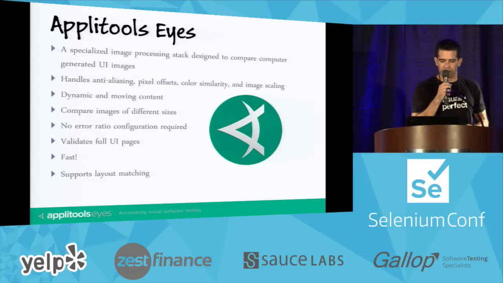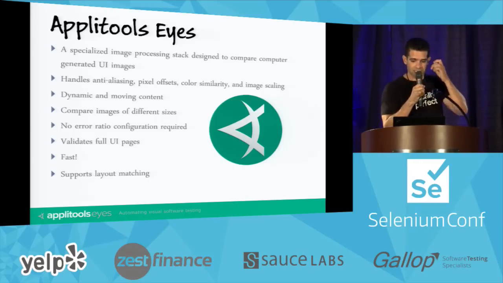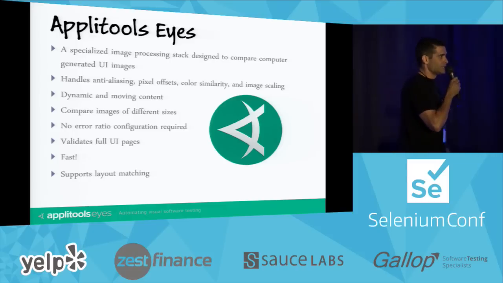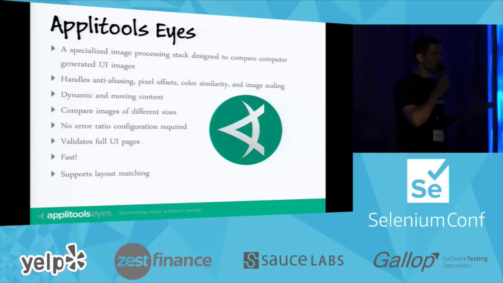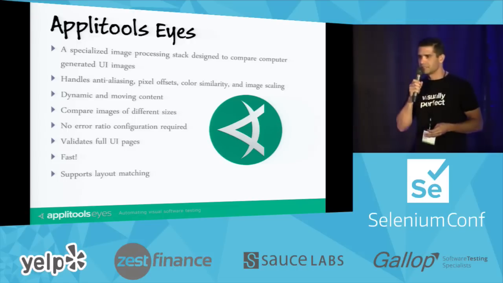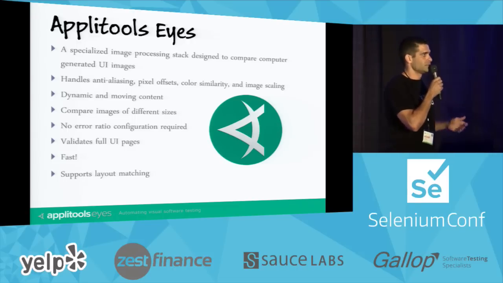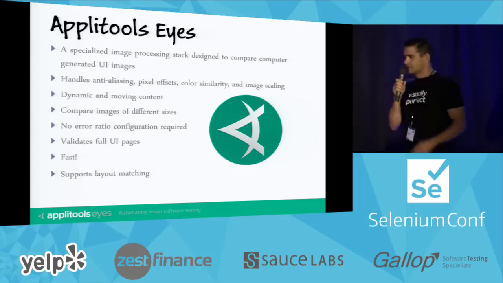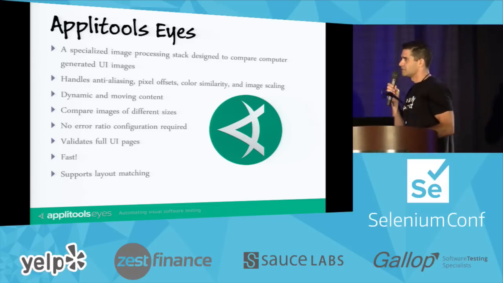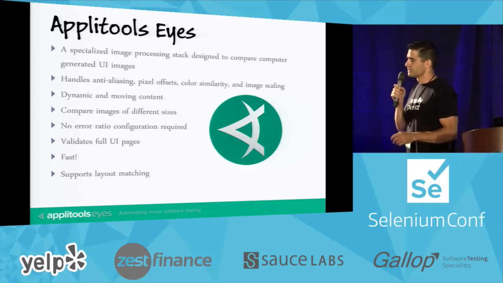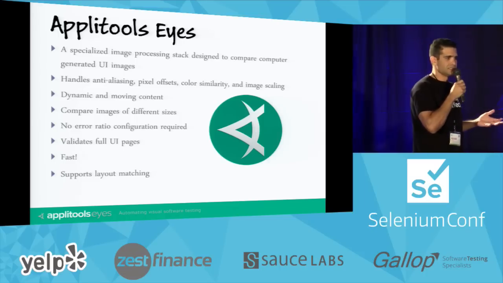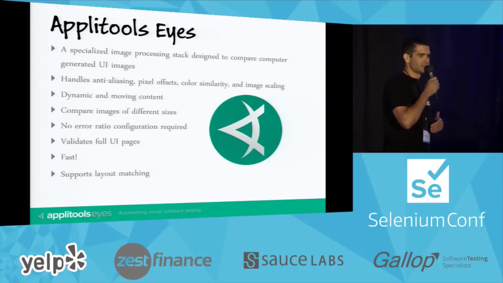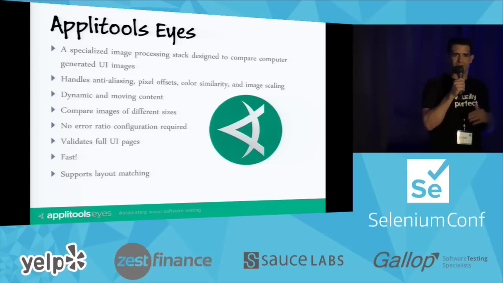And that brings us to our own Applitools Eyes engine, which was designed from scratch to compare computer-generated UI images. And as such, it handles all the issues that I showed you before and many others. It can handle also dynamic and moving content, compare images of different sizes. And another thing that's unique about it is that it doesn't rely on any error ratio. So as long as a human can see the difference, it is highlighted, and if they cannot see it, it's not highlighted. And it has nothing to do with the size of the difference or the size of the image.